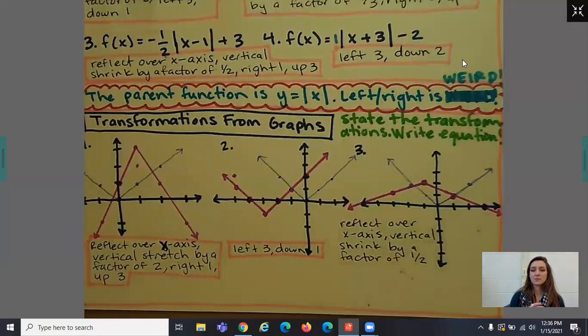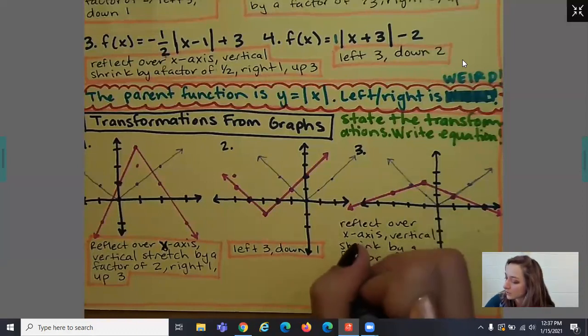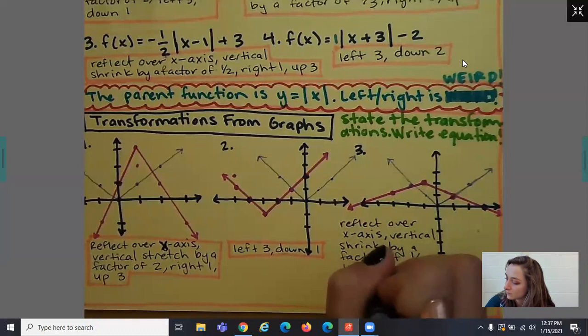Another way you can tell is because the function went from doing like this to doing like this. It's relaxing, or flattening out like a pancake. That is a shrink. It's shrinking down. And then the last one is looking at what the vertex did. It was here, and then it went left 1, up 2. So that's all that we're going to write there: left 1, up 2.